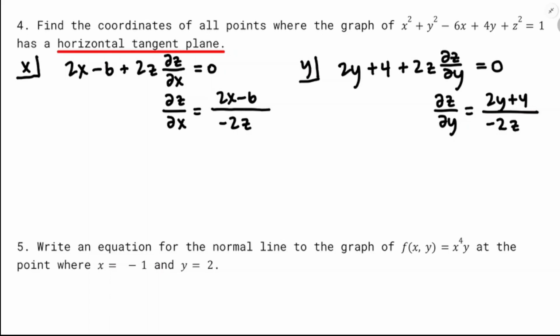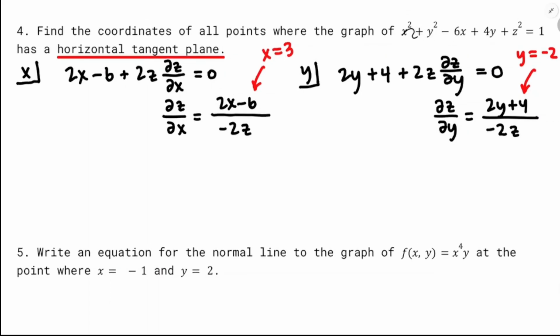Now, if I want a horizontal tangent plane, I need both of these fractions to equal 0. So that means their numerators have to equal 0. That would happen when x was equal to 3 and when y was equal to negative 2. Now, that would be true as long as z is not 0. But what we're going to do, we're going to plug in x equals 3 and y equals negative 2 into this equation, and we're going to see that z will not be 0 on the point on the graph that satisfies that. So, plugging into the original equation right here.